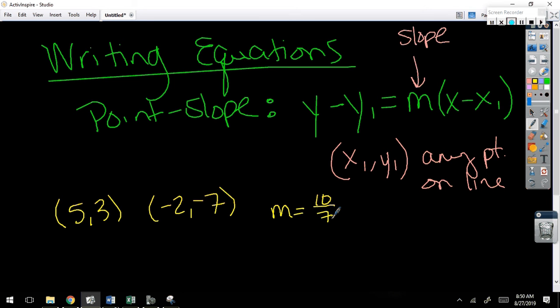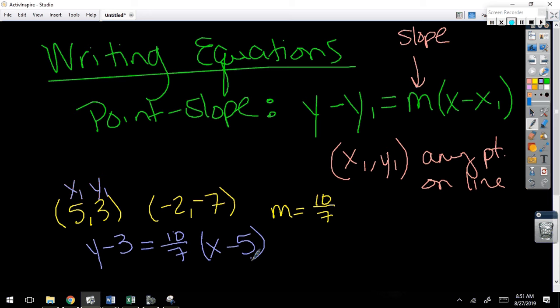So you can pick either one of those that you want, and it doesn't matter. It's going to come out to be the same thing. And let it be x1, y1. So an equation for that line that goes through those 2 points could be y minus 3 equals slope. That's exactly right.